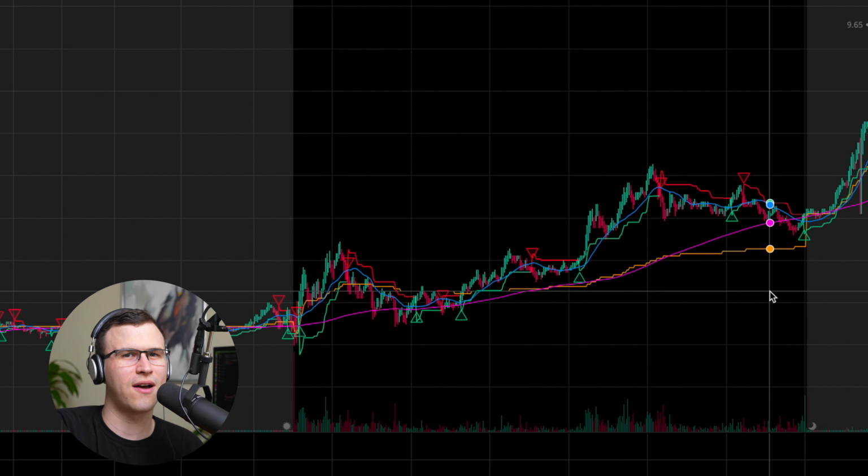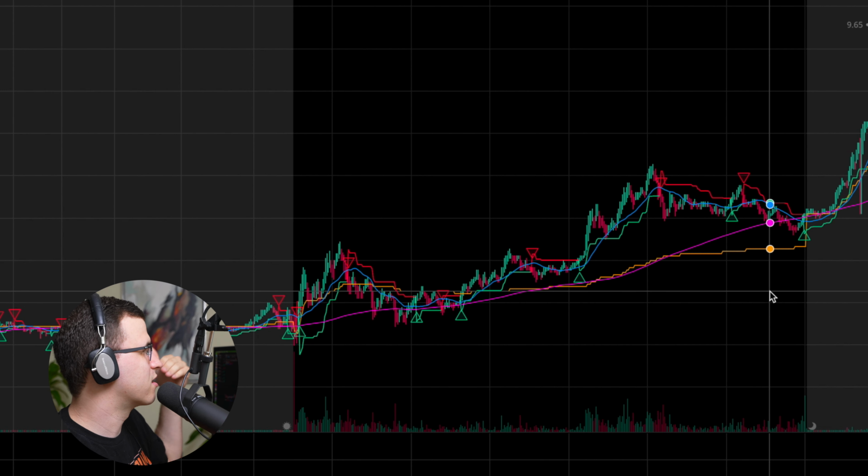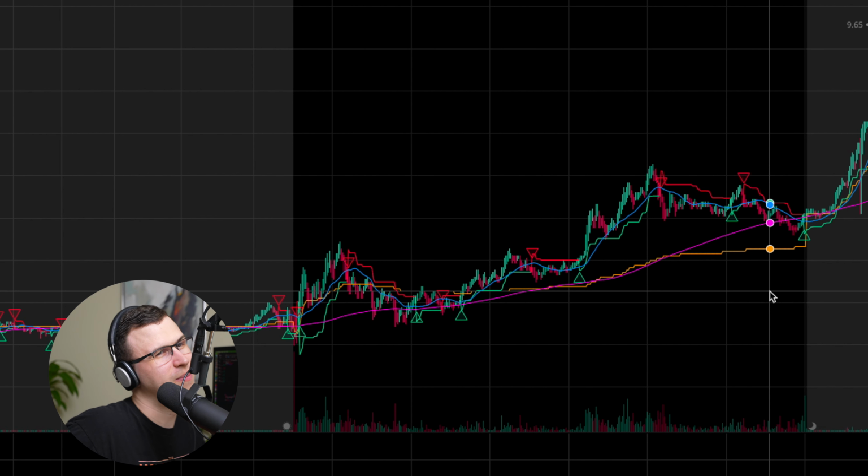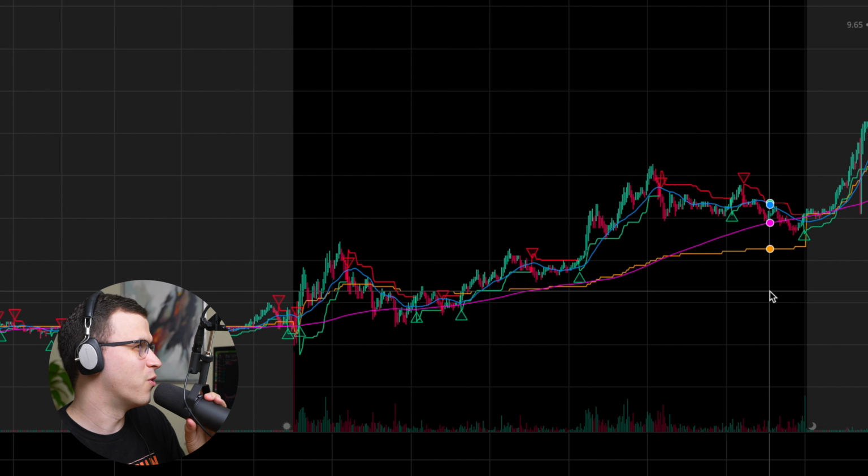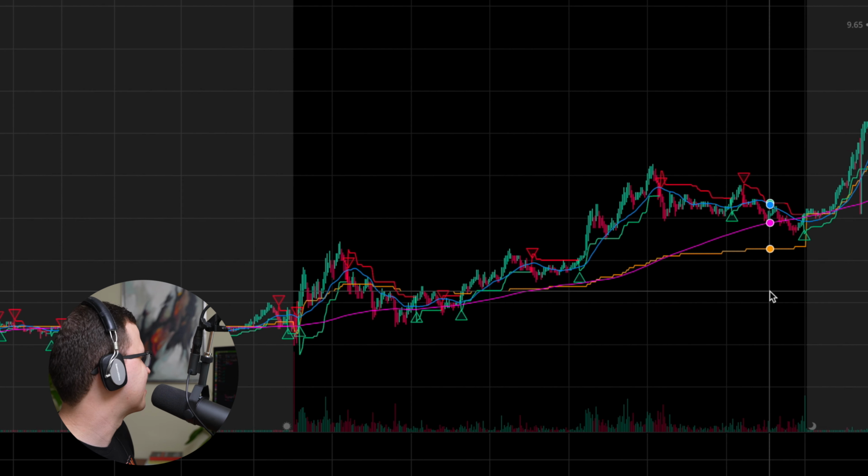No guarantees, though. Obviously, I'm not a financial advisor or anything like that. But if this keeps on going, at this amount of momentum, we could see big movements leading up to the end of the week. So I'm very, very excited to see what happens.